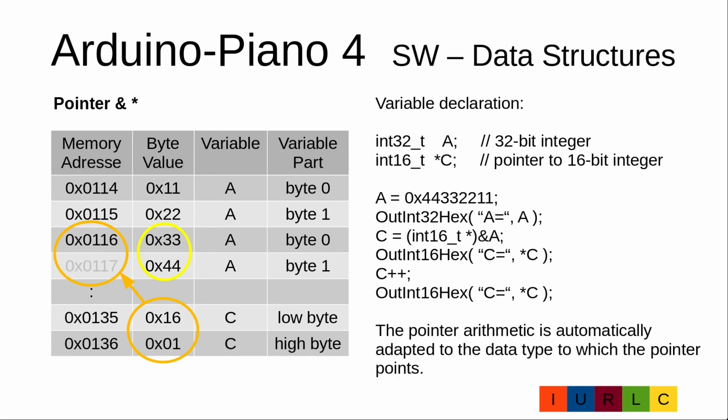So we can summarize: the pointer arithmetic is automatically adapted to the data type to which the pointer points. When we increase the pointer by 1, it is automatically moved by as many bytes as are necessary for the data type to which the pointer points. When we increase the pointer by 2, it is automatically moved by twice the bytes necessary for the data type to which the pointer points, and so on.